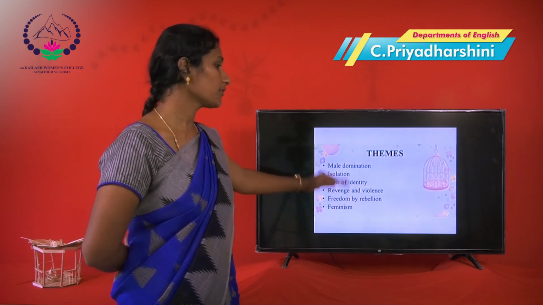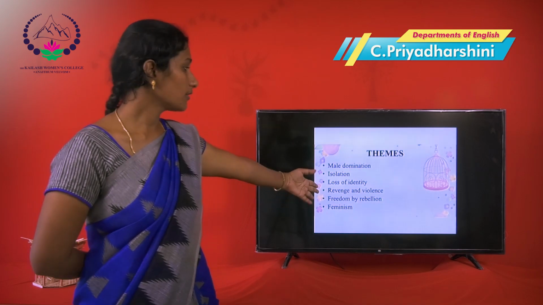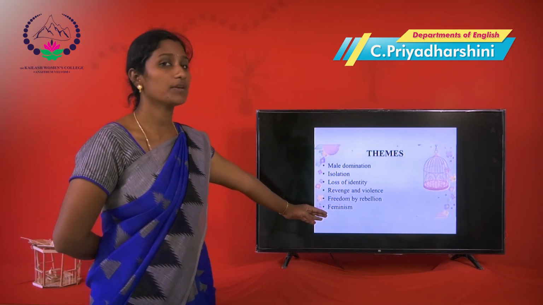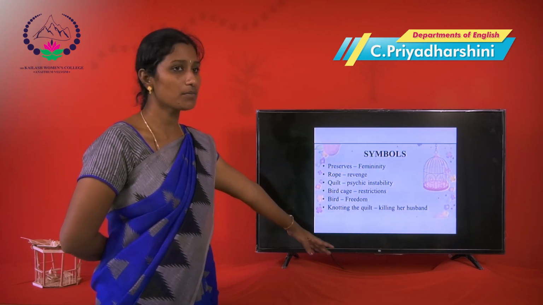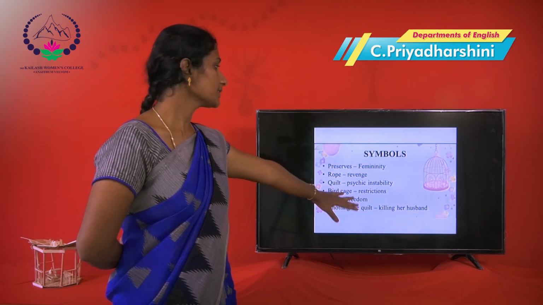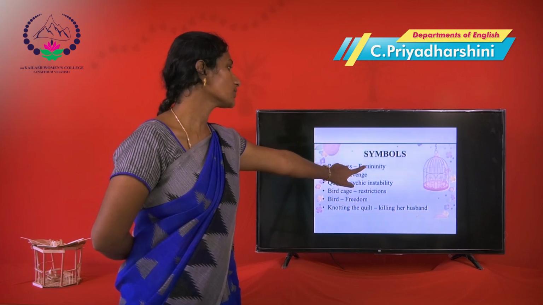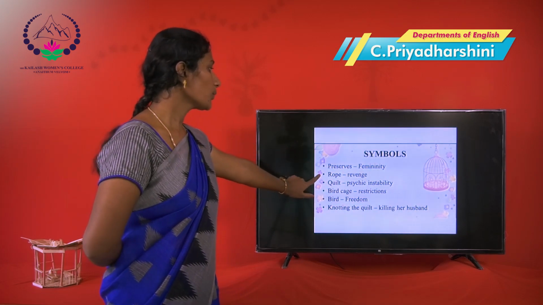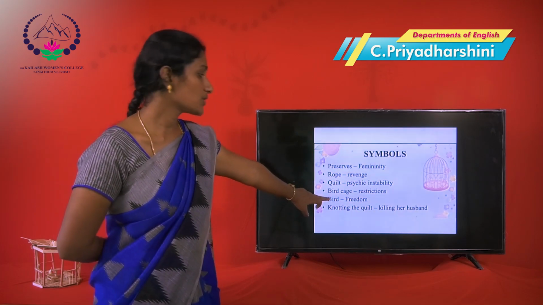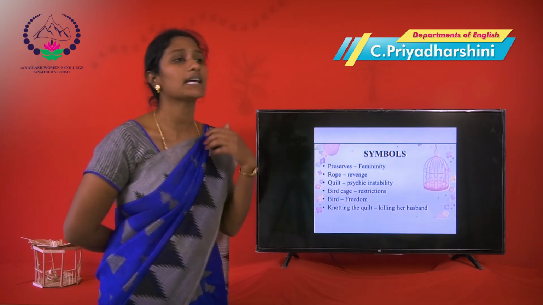Next, the themes of this play are male domination, isolation, loss of identity, revenge of violence, freedom of rebellion, and feminism. These are all themes of the play. Next, this play uses symbols. Preserves mean femininity. The rope means revenge, the quilt means psychic instability, the bird cage means restrictions, the bird means freedom, and knotting the quilt means killing her husband.